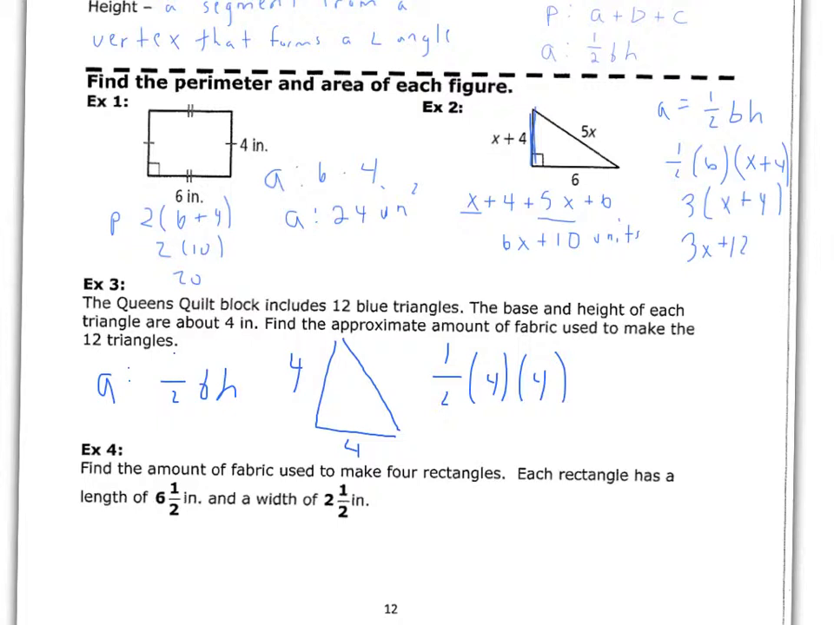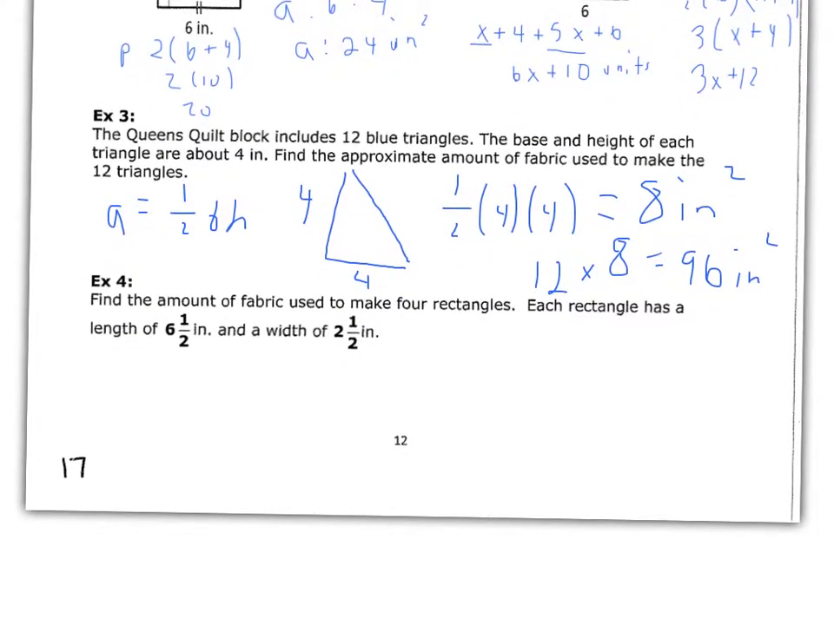One half times 4 gives us 2, and 2 times 4 gives us 8. So the area of one triangle is 8 inches squared, and since we have 12 triangles, we're going to do 12 times 8, which gives us 96 inches squared. Okay, so you will need 96 inches squared to make 12 of the queen's blue triangles.